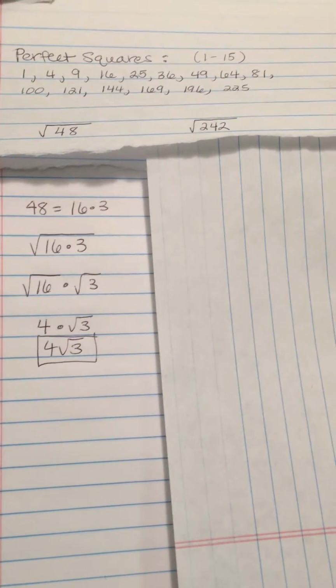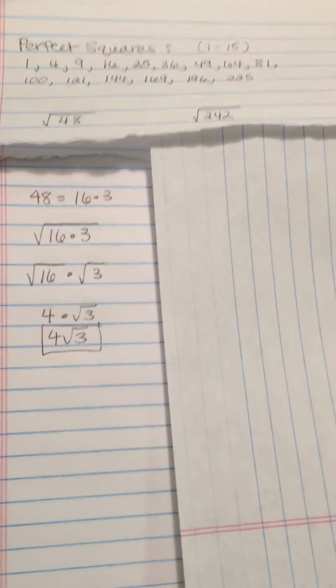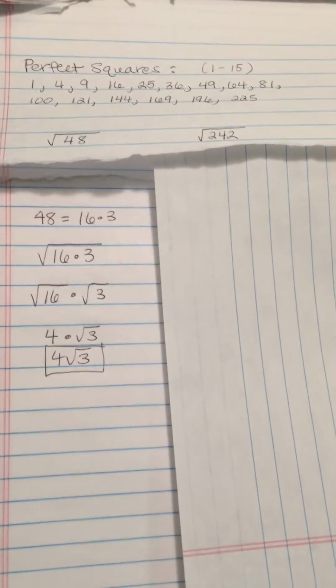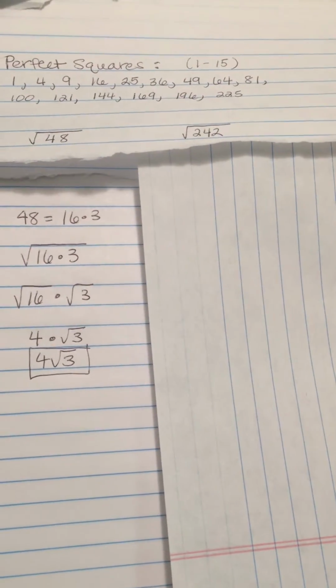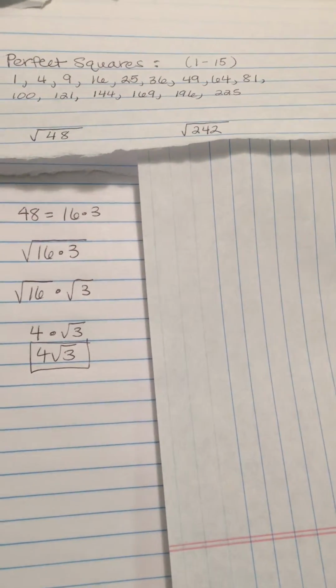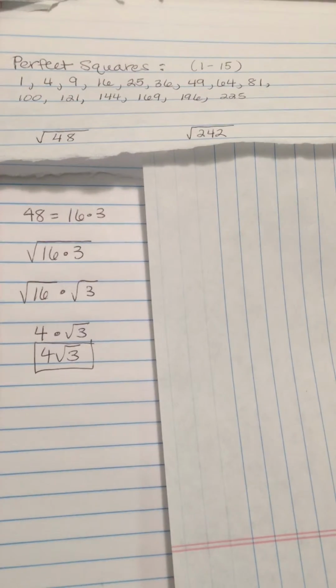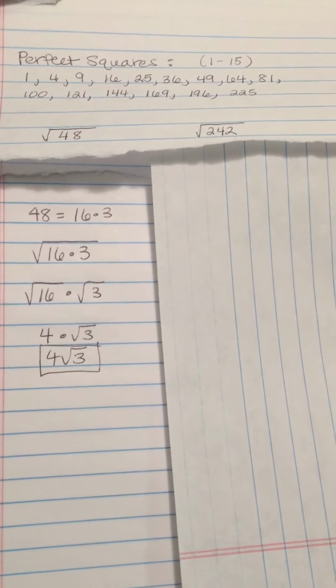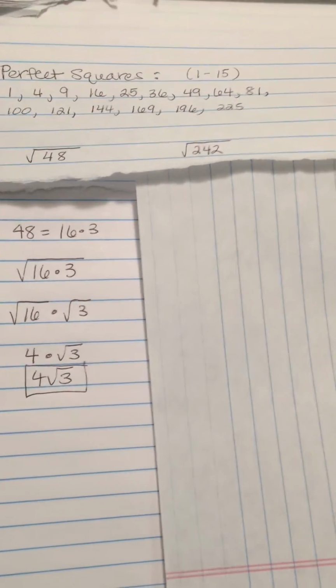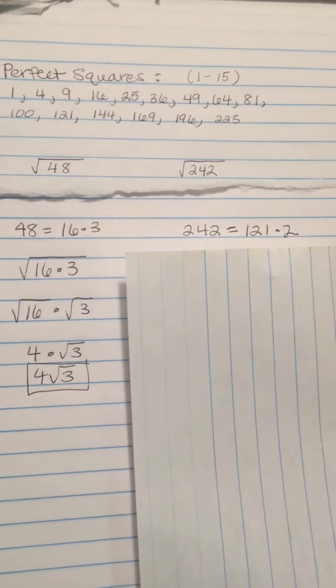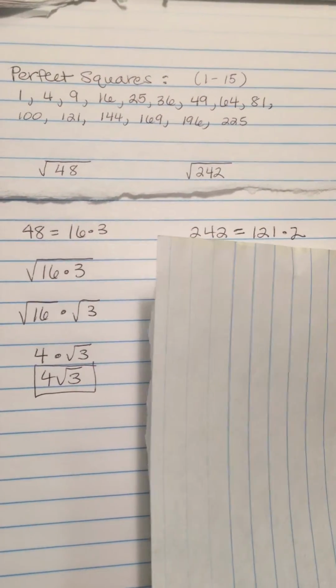All right, let's take a look at one more example. Why don't you try this one with me? We have the square root of 242. And if we look at our list of perfect squares, I might recognize that it's divisible by 121. It's the same as saying 121 times 2.